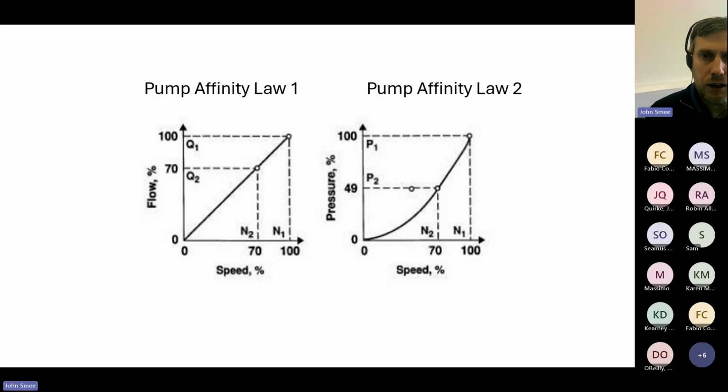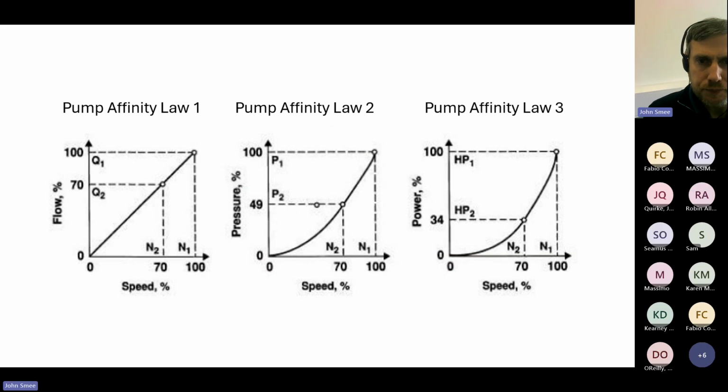And the final affinity law is the power consumption law, and that is a cubic curve. You can see the curve is more pronounced there. What that means is that if we reduce our speed from, say, 100% to 70% (this is just an example, it can be anything), our power consumption is going to reduce from 100% to 34%. So that is a very significant reduction in power consumption.